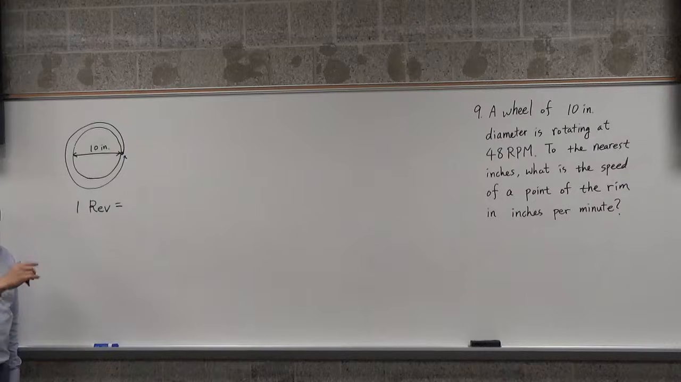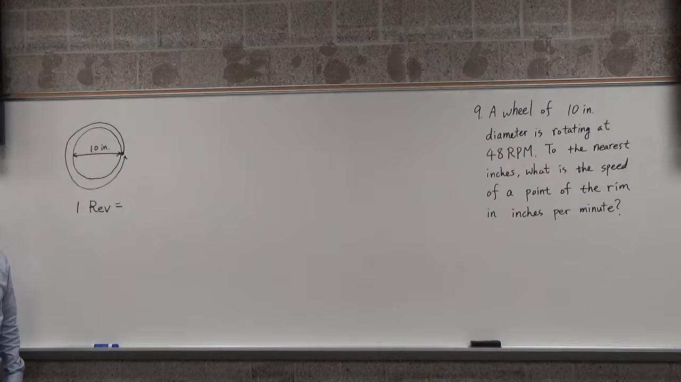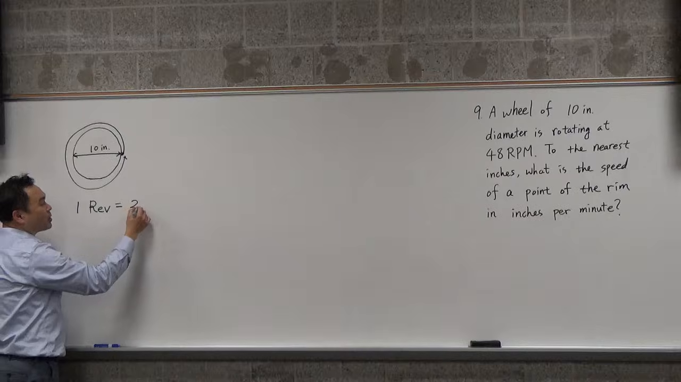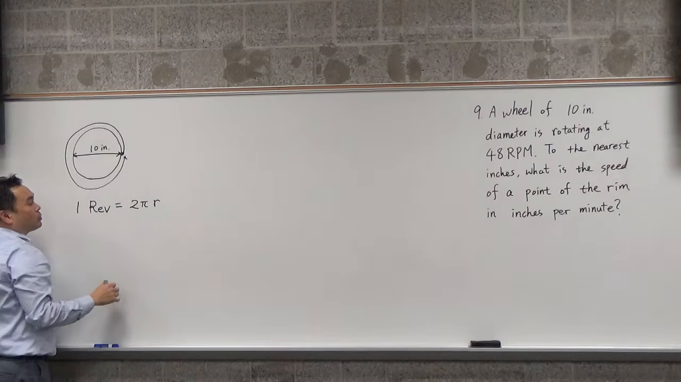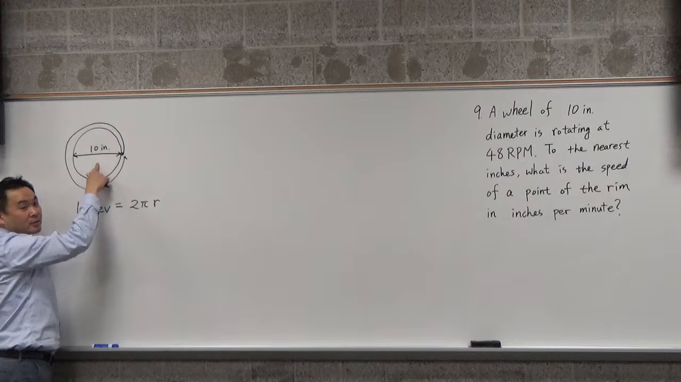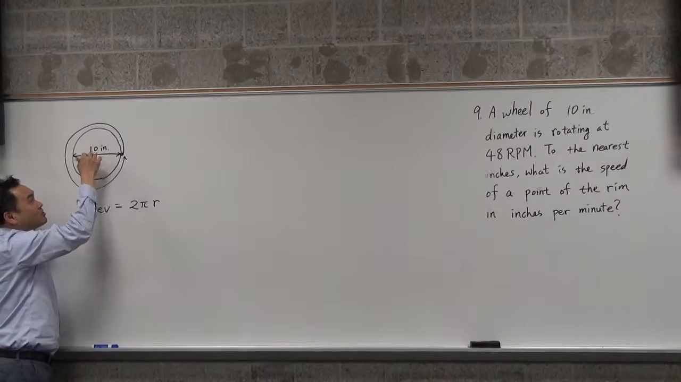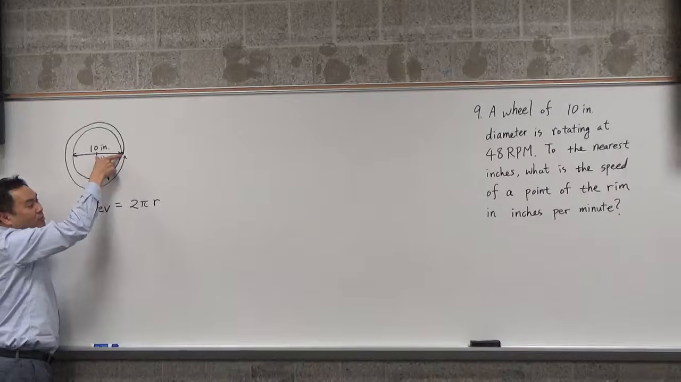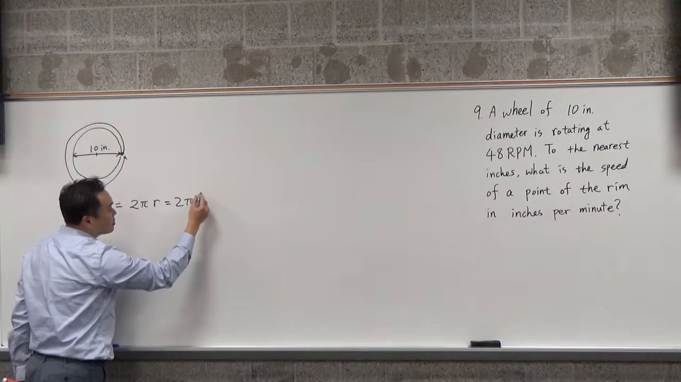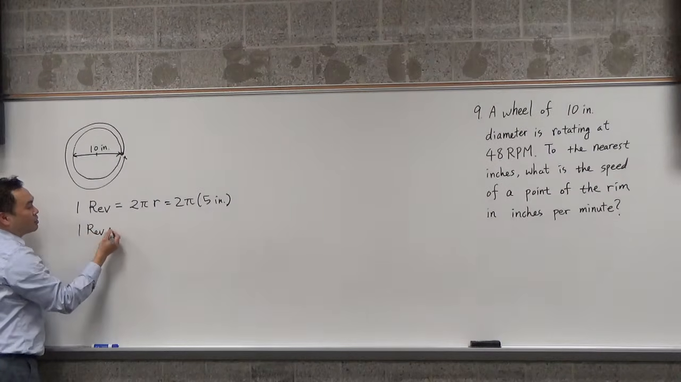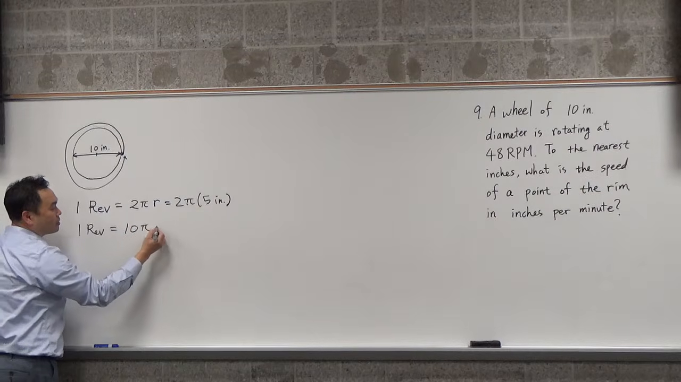Okay. What's the formula for the circumference of a circle? Does anyone know? 2 pi r. Yes, 2 pi r, right? So we're going to use 1 revolution equals 2 pi r, where the radius in our case is what? What's the radius in this picture? 10 inches. Oh, no, 5, because this 10 is the diameter, so radius is half the diameter. So it's going to be 2 pi times 5 inches, so that I know that 1 revolution is going to equal 10 pi inches.